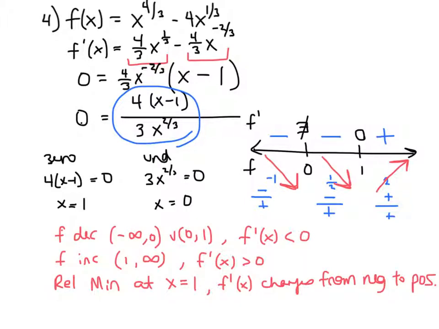Okay, so I concluded that the intervals of decrease would be -∞ to 0 and 0 to 1 because f prime is less than 0. I concluded that the function was increasing from 1 to infinity because that's where f prime was positive, and that there's one relative min, and that is at x equals 1, because that's where f prime changes from negative to positive.